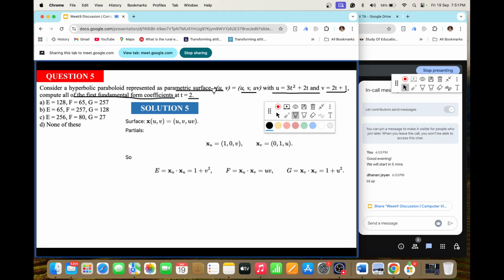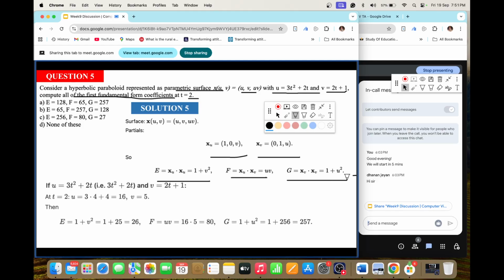What is xu? Xu is nothing but del x by del u. And xv is nothing but del x by del v. Once you have xu and xv, E can be calculated like this, F like this, and G like this. Very easy. Once you get this, 1 plus v square. Now v at t equals 2 is 5, and v square is 25, so E you will get 26. Similarly you can get the value of F and G.